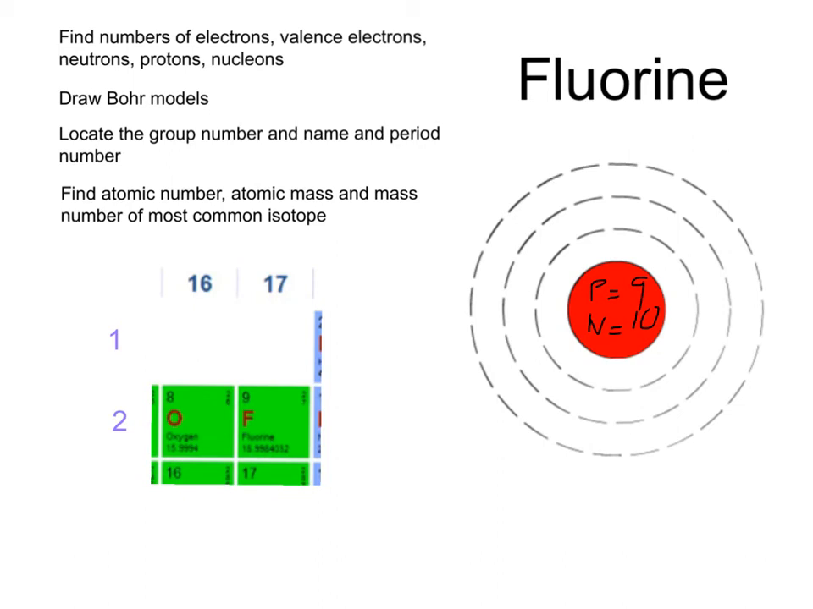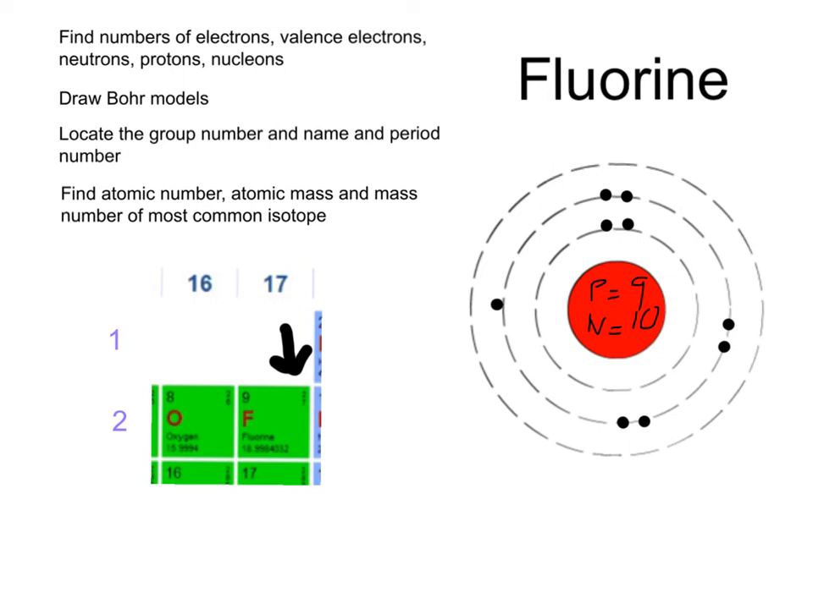And the total number of nucleons then in the nucleus is 19, because there's 10 neutrons and 9 protons, and those are the nucleons. Now I'm going to add in my electrons. According to the electron configuration that's written here in the corner, I need 2 in the first shell and 7 in the next shell. Remember to spread them out. 1, 2, 3, 4, 5, 6, 7. So that's the Bohr model.